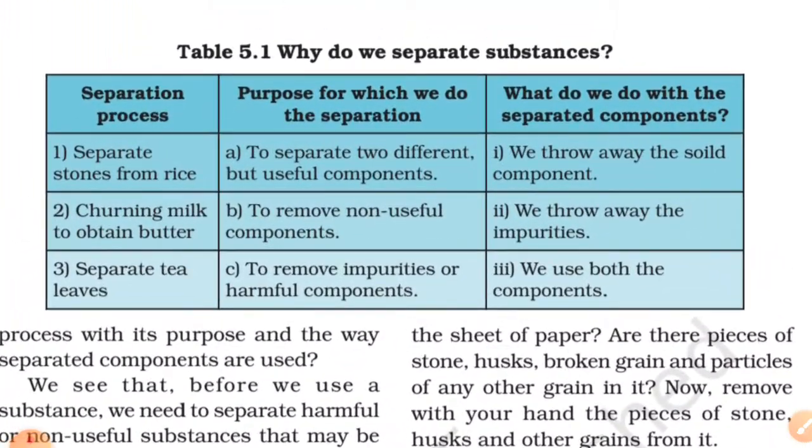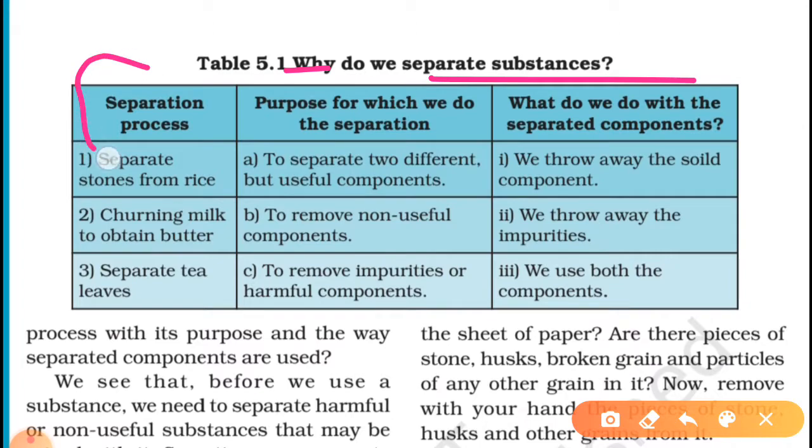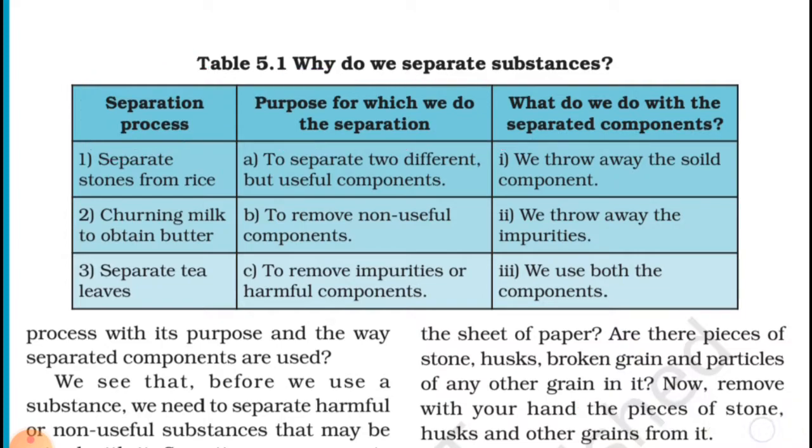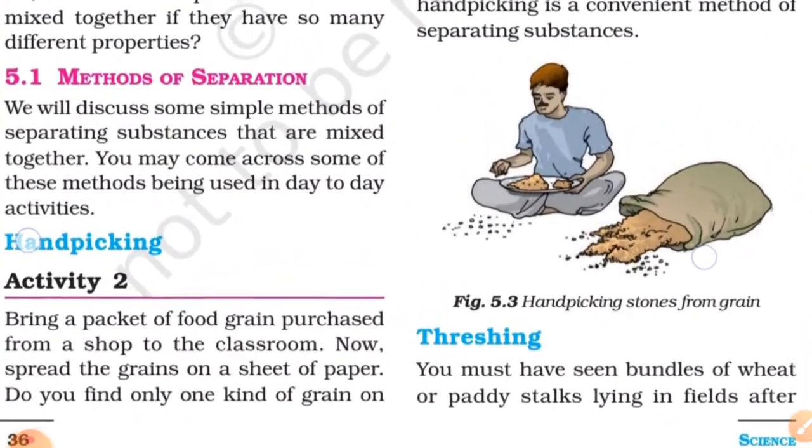So, friends, this is a table showing why we need to separate substances. First, there is the separation process, then the purpose for which we do the separation, and then what we do with the separated components. Please copy this table in your notebook. This is homework for you. Now we will learn the methods of separation.